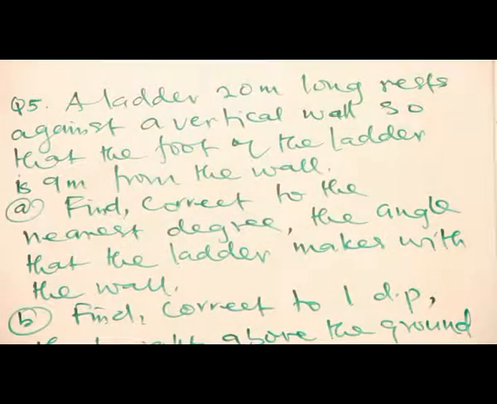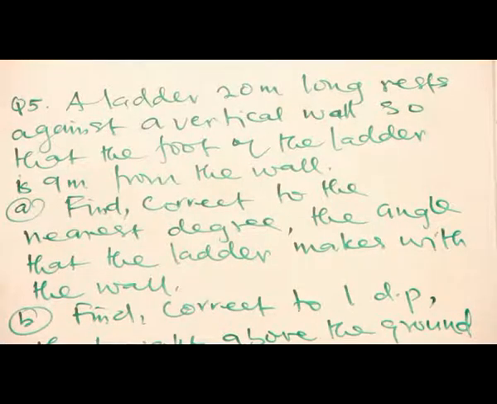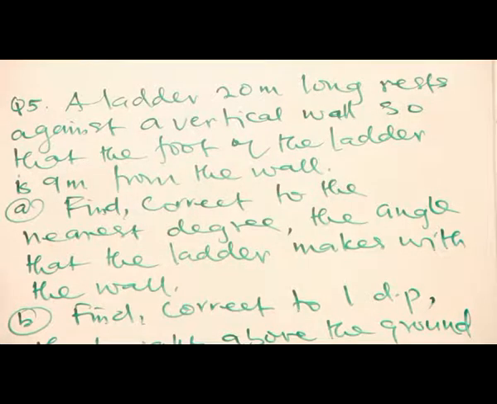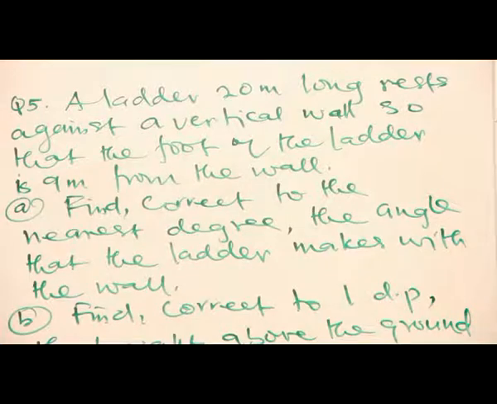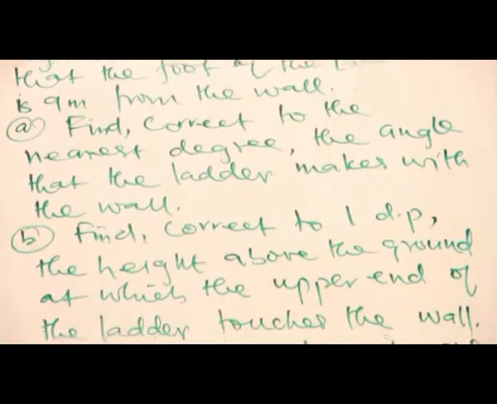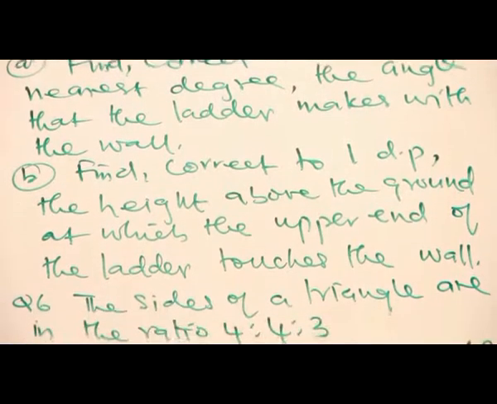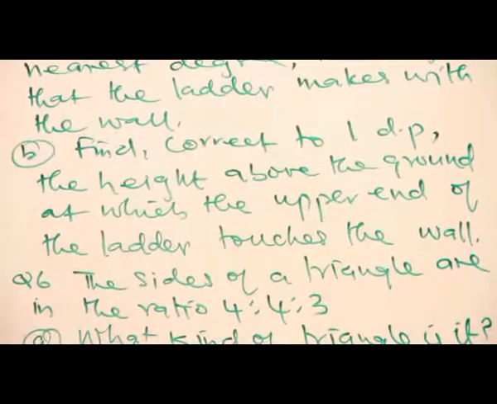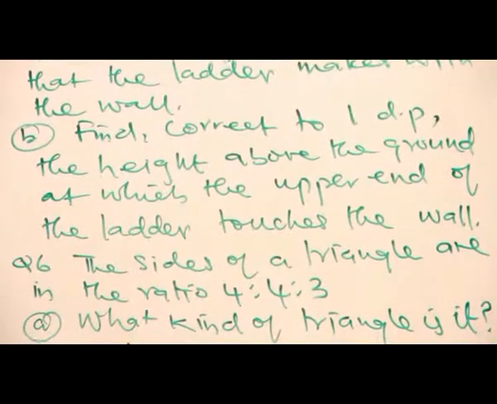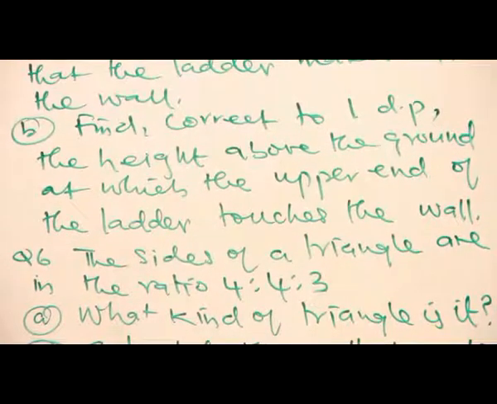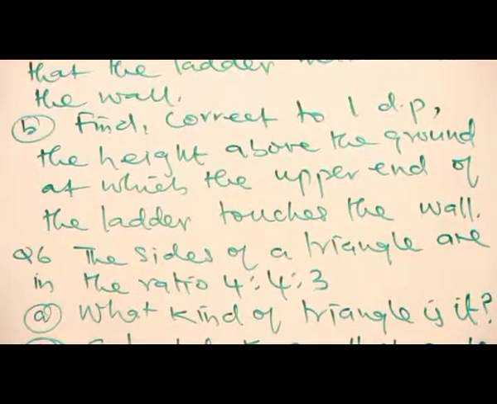Question number 5. A ladder 20 meters long rests against a vertical wall so that the foot of the ladder is 9 meters from the wall. A. Find, correct to the nearest degree, the angle that the ladder makes with the wall. B. Find, correct to 1 decimal place, the height above the ground at which the upper end of the ladder touches the wall.